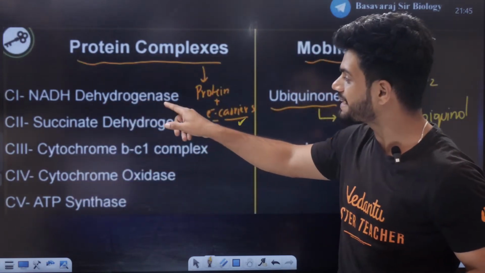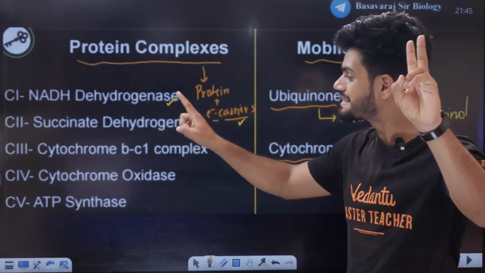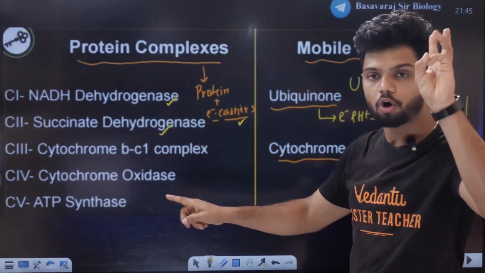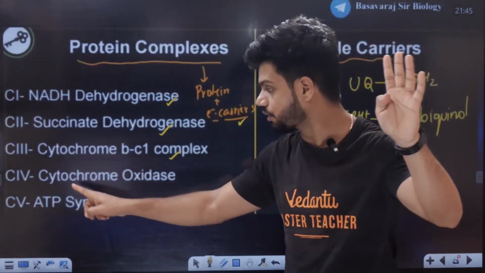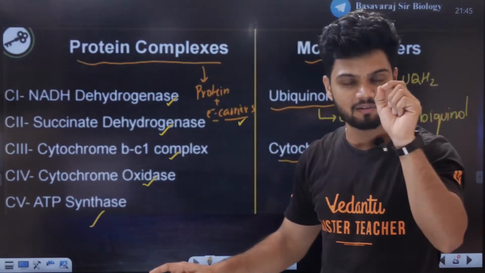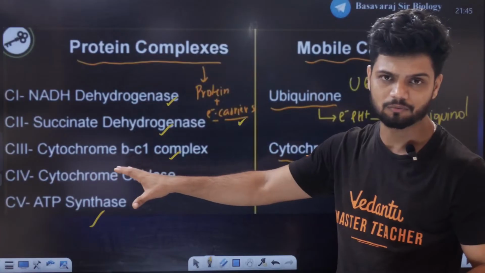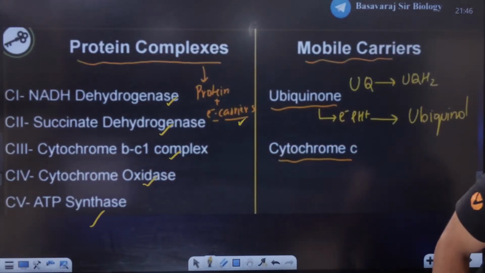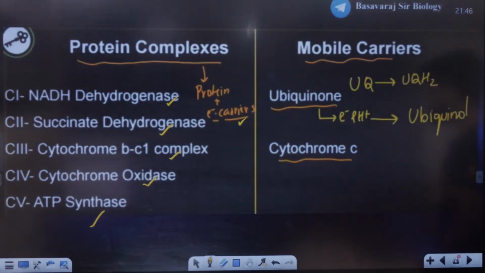Complex 1 is called NADH dehydrogenase. Complex 2 is called succinate dehydrogenase. Complex 3, cytochrome BC1 complex. Complex 4, cytochrome oxidase. Complex 5, ATP synthase. I will give you exactly 30 seconds. Remember this. Time starts now. Once you're done, just say done, sir. Done. 5 different protein complexes.